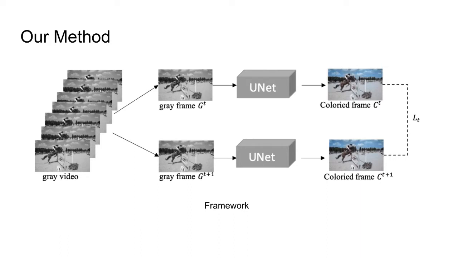The backbone of our method is a U-net network structure. Given 2 consecutive frames, GT and GT plus 1, fit them into 2 different U-nets, then compute the loss between 2 consecutive output colorized results, CT and CT plus 1.